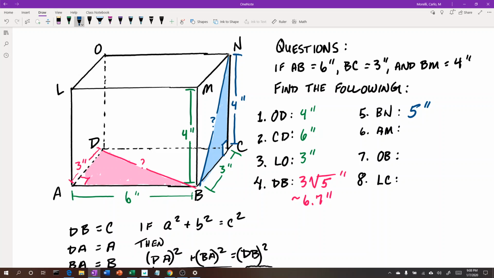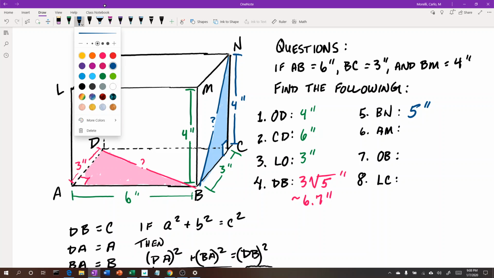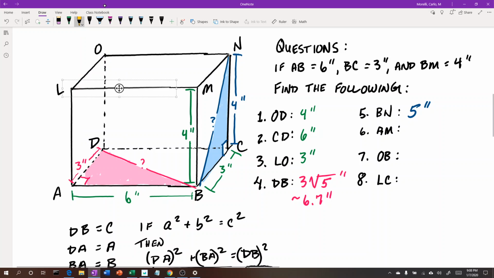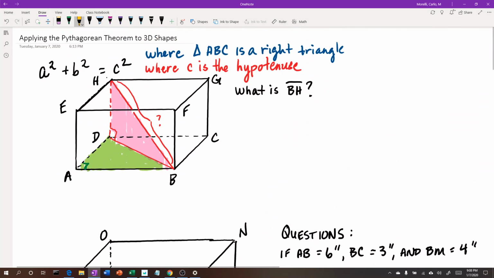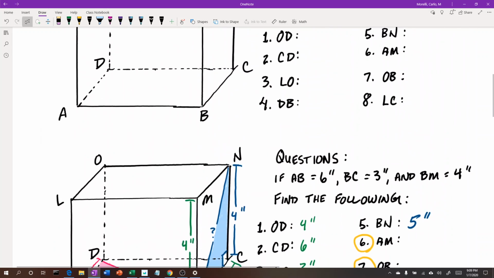So what I want you to do on your own is find 6, 7, and 8. I want you to find these. All right, this was a cool lesson. I like this lesson. I've actually learned something here. So we applied the Pythagorean theorem to 3D shapes. This is some cool stuff, guys.